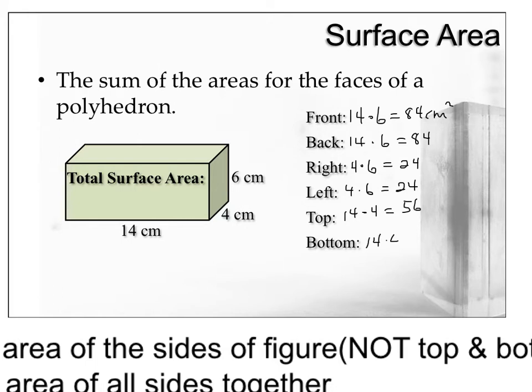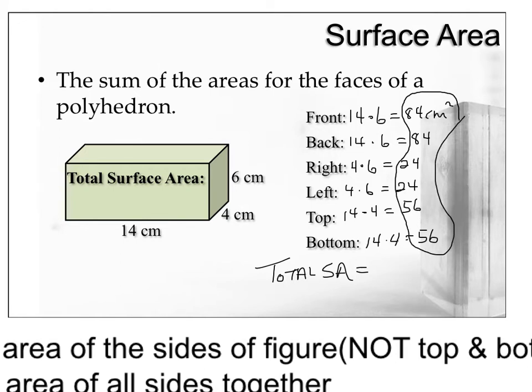So all I've done so far is find the area of each side, base times height. Now, to find the total surface area, I just add those numbers up. If I add all of these numbers, that gives me the total surface area, in this case 328 centimeters squared.